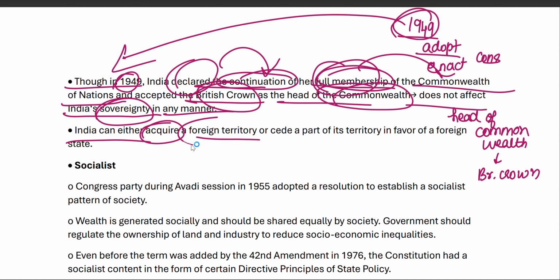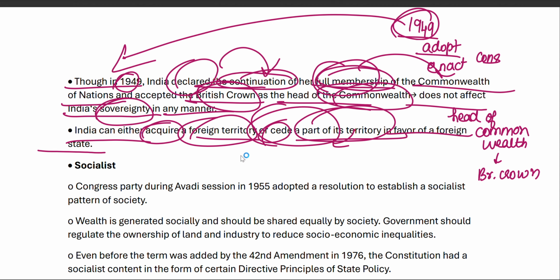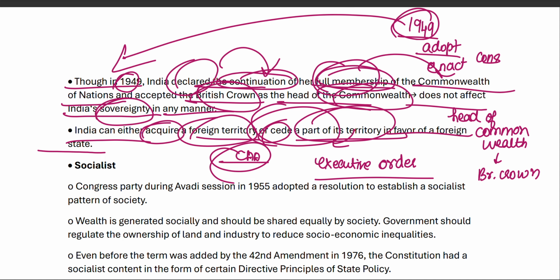India can either acquire a foreign territory or cede a part of its territory in favor of a foreign state. When we are ceding a territory, it requires a Constitutional Amendment Act. When we are working towards settling international border disputes, it requires an executive order. But ceding a territory to a foreign state requires a Constitutional Amendment Act.